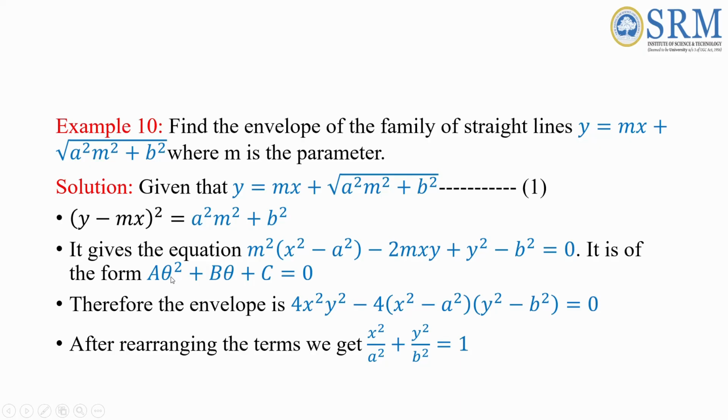It is of the form aθ² + bθ + c = 0. Therefore, the envelope is 4x²y². Why? Because capital B here is -2xy, capital A is a² - x², and capital C is y² - b². Therefore, the envelope is 4x²y² - 4(a² - x²)(y² - b²) = 0. After rearranging this, we get the nice form x²/a² + y²/b² = 1. That is an ellipse.